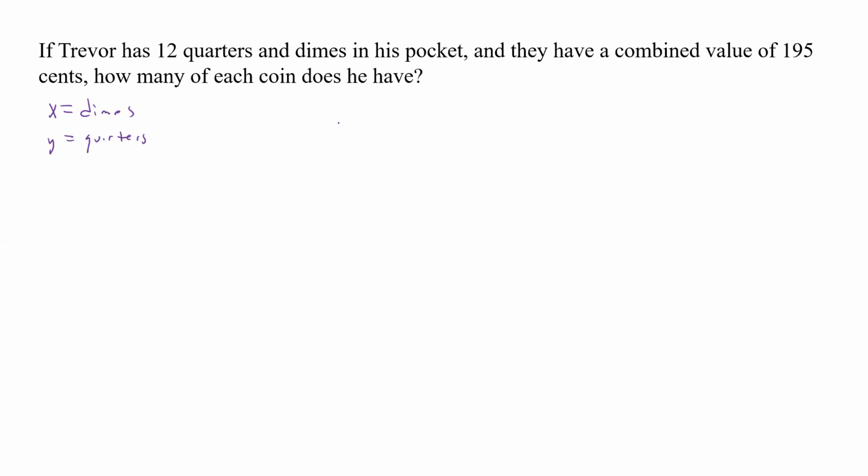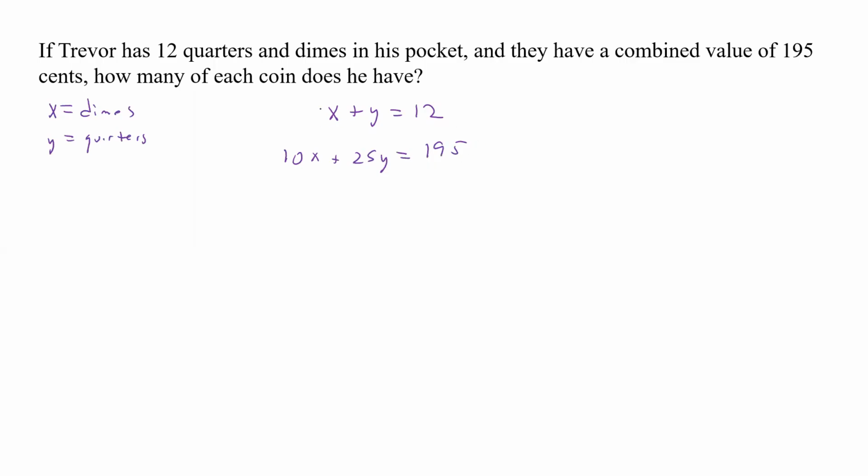Okay. So what do we know? Well, we know X plus Y is equal to 12. We don't know how many of each, but we know if you add them together, we get 12. Now, we also know they have the combined value of 195 cents. So if we take our price times each one of those, 10x plus 25y equals, and the total value is 195. Okay. Now what can we do?